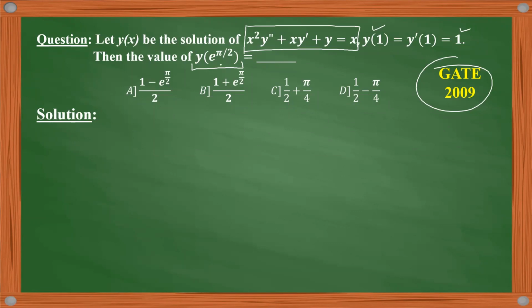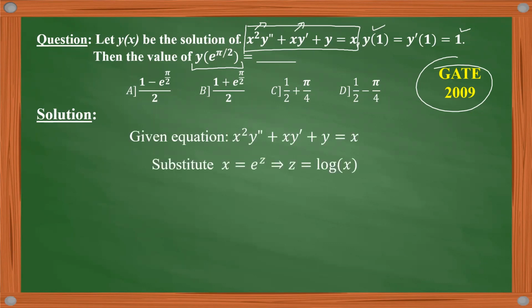First of all, we will identify which type of equation this is. We can see that it is a linear differential equation with variable coefficients, because it has x square and x. It is a simple form of the Cauchy-Euler differential equation. So this is our given equation. In the case of the Cauchy-Euler equation, we substitute x is equal to e raised to z, or z is equal to log x.